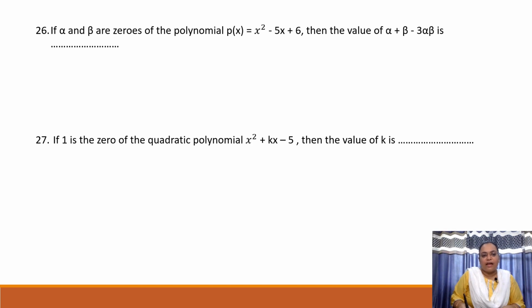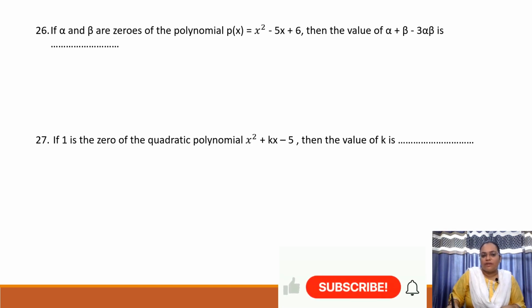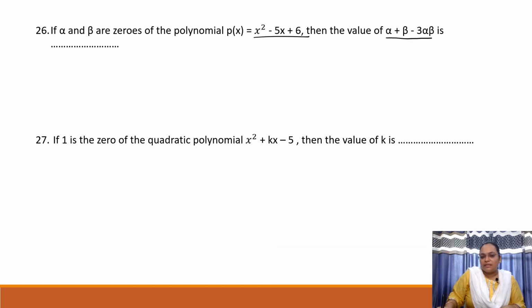If alpha and beta are the zeros of the given polynomial x square minus 5x plus 6, then find the value of alpha plus beta minus 3 alpha beta. So from the given polynomial, find the values of alpha plus beta and alpha beta. What is alpha plus beta? That is minus b by a. What is minus b by a? Which is plus 5. Right?